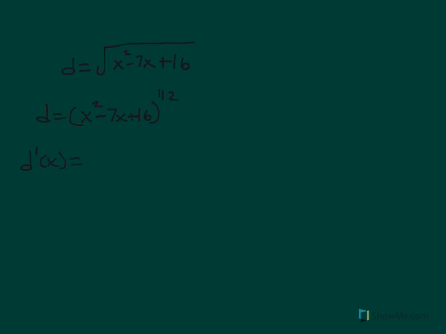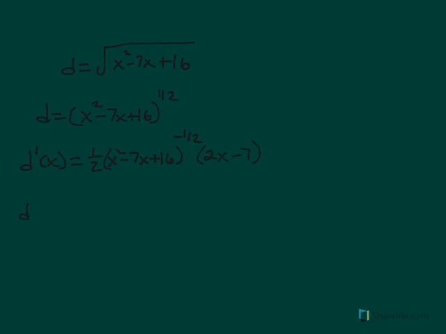And we're going to find d prime, so we'll call it d prime of x is equal to, we're going to have to use the chain rule, so 1/2 x squared minus 7x plus 16, drop it down a power, so negative 1/2, and multiply it by the derivative of the inside function because of the chain rule, so that's going to get us a 2x minus 7. And that's going to be our first derivative.